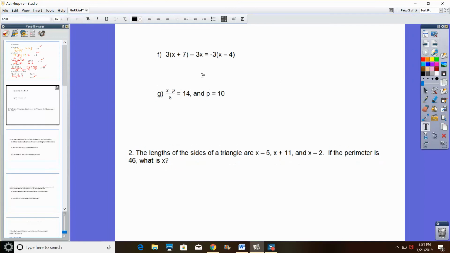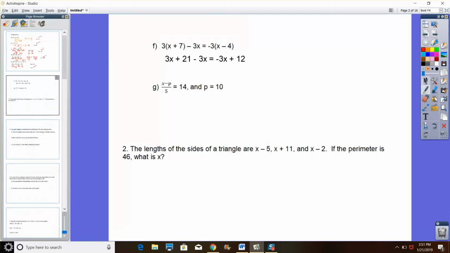Same deal here. We have some distribution to do and some combining of like terms before we solve anything. That's going to be 3x plus 21 minus 3x equaling negative 3x minus, actually plus 12, because negative 3 times, think of this as negative 4, so it would be like minus negative 12, which is positive 12. Now notice here we have 3x and we have a negative 3x. These actually will cancel out because they are opposing terms on the same side of the equal sign, so they would combine to be 0.